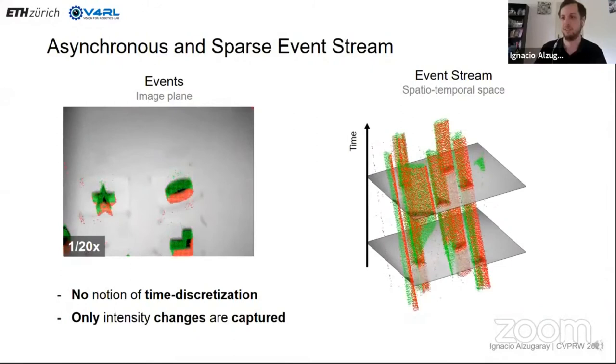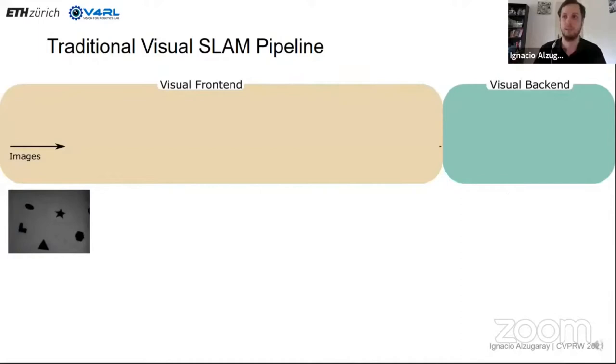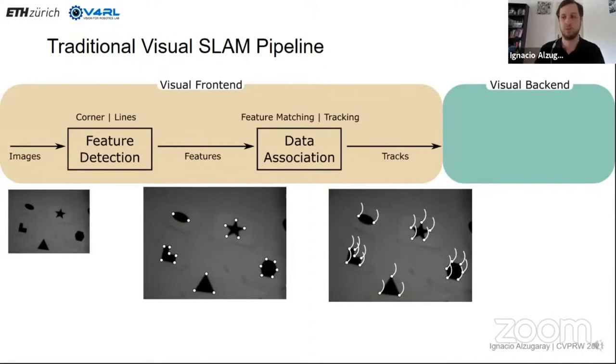In particular, we are going to be tackling the SLAM problem. We are going to take as a reference a traditional feature-based pipeline in which you take some images, then detect some features in those images, apply data association to produce tracks, and then later go to a state estimation stage in the visual backend.